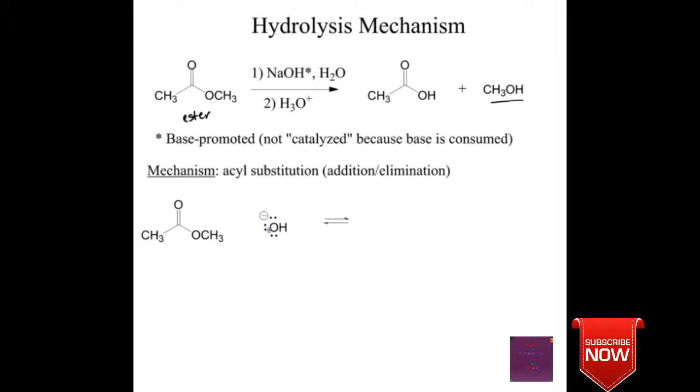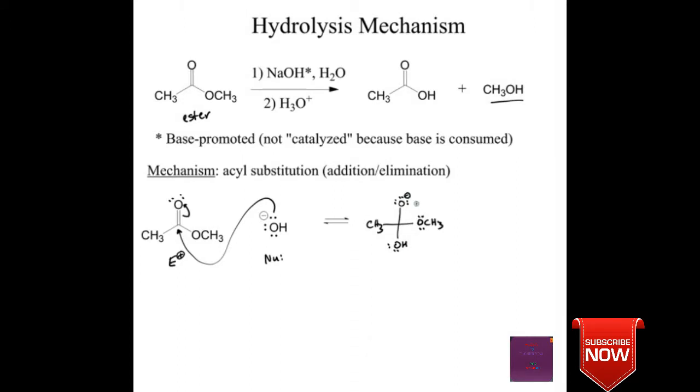We have the ester, we have hydroxide. The ester, as usual with our carbonyl, is going to be our electrophile. The hydroxide is going to be our nucleophile. And what's going to happen? Well, the hydroxide is going to attack the carbon, break the pi bond. So as usual, we're going to get a nucleophilic addition to a carbonyl, which gives us an O-. Let's add in our lone pairs.